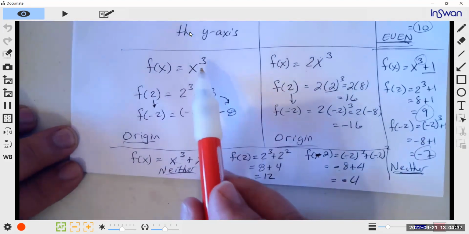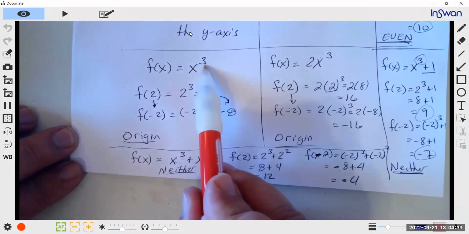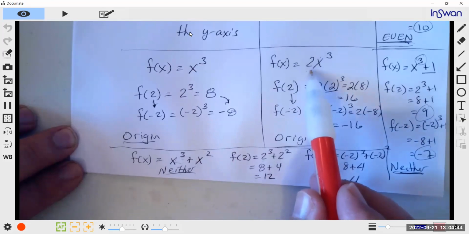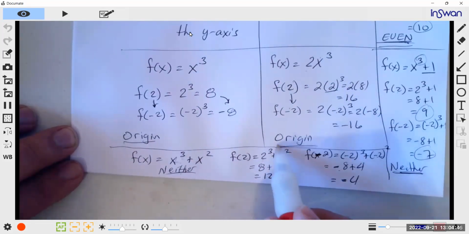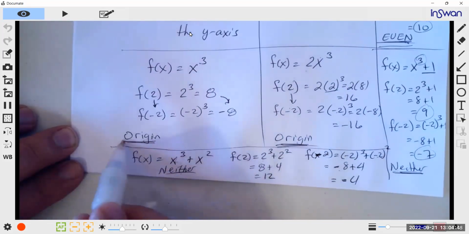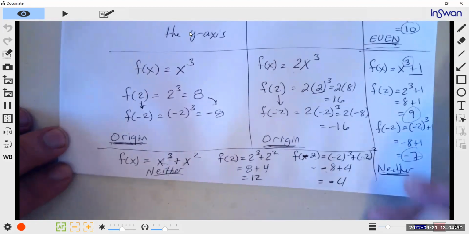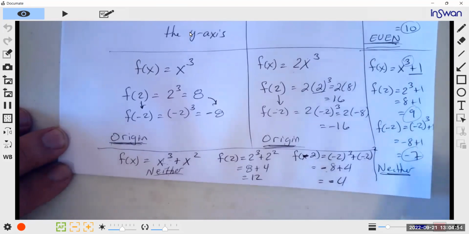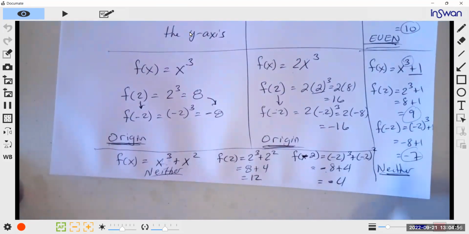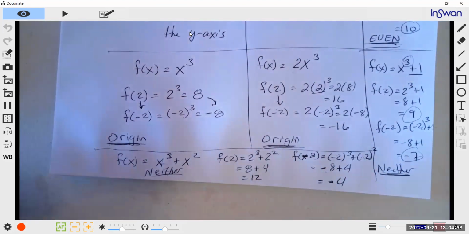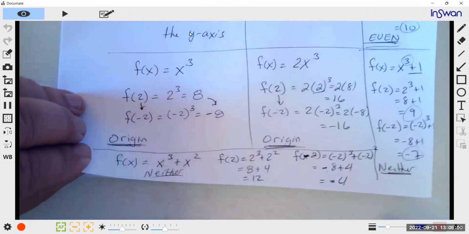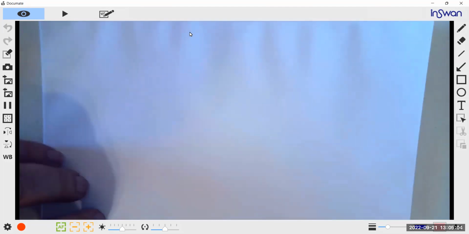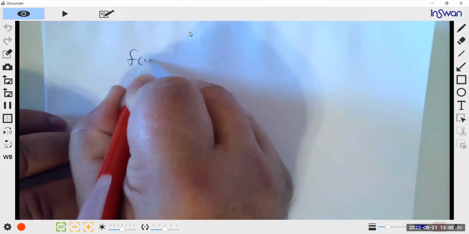And if you have an odd exponent, you can have just a function x itself, or if you have a coefficient, they're both going to be symmetric about the origin. But odd exponents cannot match with constants. If you do that, then you get a neither. So with that, we just take a look at an equation now.